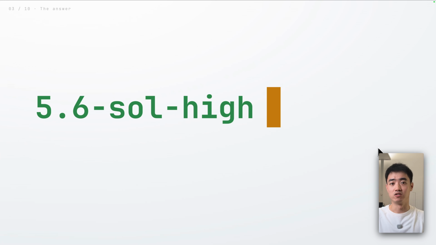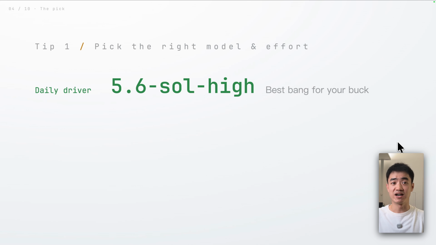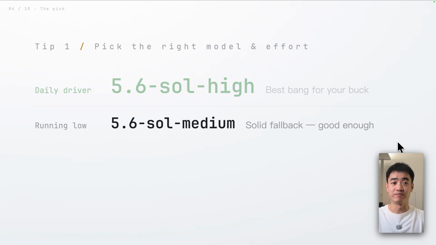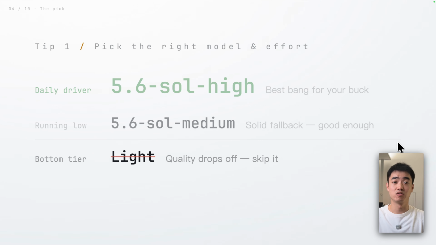So here's the takeaway. Do what I do, use 5.6 Sol High for your daily work. Best value across the board. If you are running low, drop to Sol Medium. Anything lower, just skip it. Quality is not there. That's the model set. But here's a more direct tip.